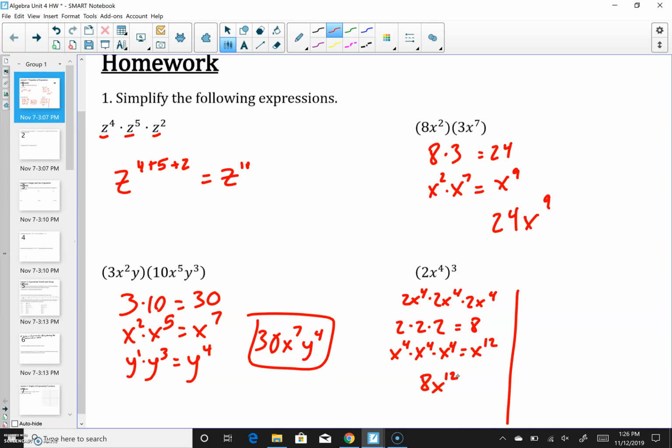If we want to look at it following our rule, we could look at it as, well, your first term, you have 2 to the 3rd, and then we have x to the 4th to the 3rd. Well, 2 to the 3rd is 8. x to the 4th, when you have an exponent to an exponent, you multiply them together, so 4 times 3 is 12, and then that's how we get our 8x to the 12th. So either way that you're comfortable with, I would like for you to get to know the rules, but if you have to break it apart, that's fine as well.